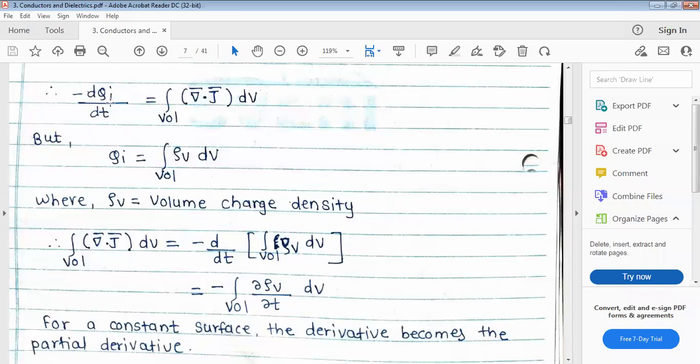So we are writing the equation for this Qi. This Qi is equal to the volume integral of rho v into dv, and this rho v is the volume charge density. If I put the value of Qi here, it is equal to minus the volume integral of, now here we are taking the partial derivative. For a constant surface, the derivative becomes the partial derivative. So here it is minus the volume integral of ∂rho v upon ∂t into dv.